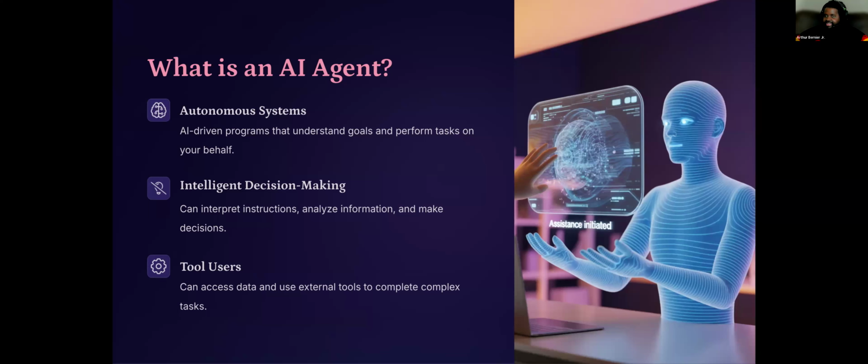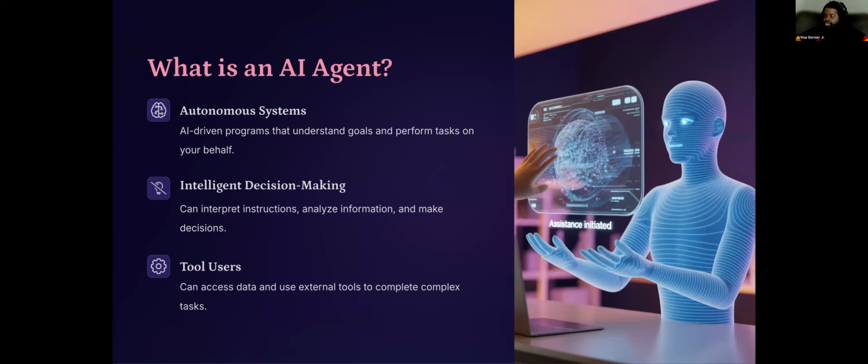So, what is an AI agent? An AI agent is an autonomous system. Autonomous just means that it can run by itself, right? And so it's an AI-driven program that understands your goals and performs tasks on your behalf without you having to be there to do it. It has intelligent decision making, right? It's not just going to do whatever. It's going to actually be able to analyze information, analyze data, and decide what it should do under certain circumstances, right?